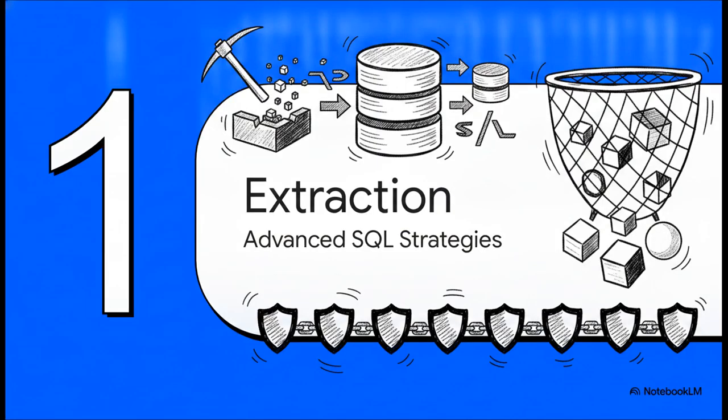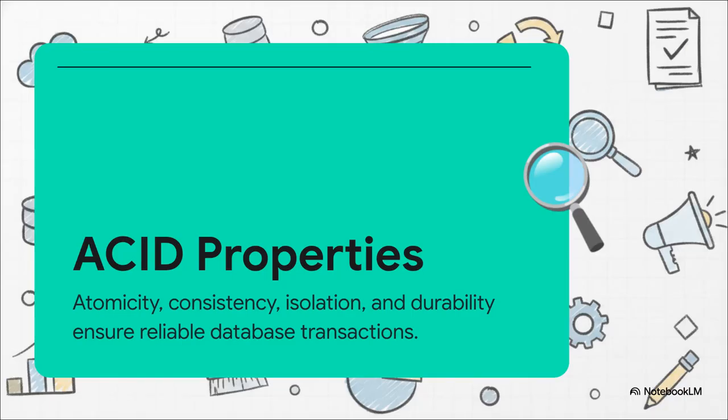Section 1. Extraction, Advanced SQL Strategies. Mining the raw materials. So the absolute bedrock of reliable extraction comes down to ACID properties. Atomicity, consistency, isolation, and durability. If you've ever wondered how databases prevent total corruption during a sudden crash, well, this is your answer.